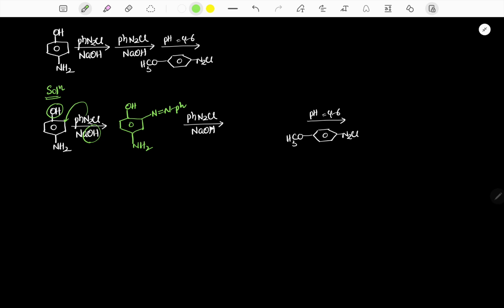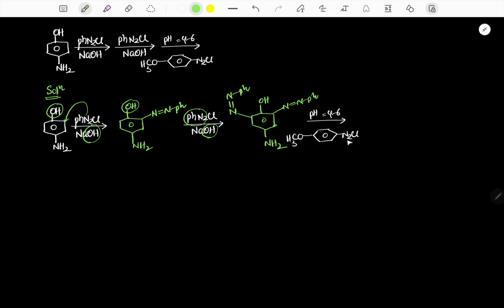This is again treated with benzene diazonium electrophile in the presence of base. Again a coupling reaction takes place in the presence of base, with respect to OH, electrophile attack. This is the second coupling reaction. This is the first electrophile and this is the second electrophile, because the para position is blocked with NH2.